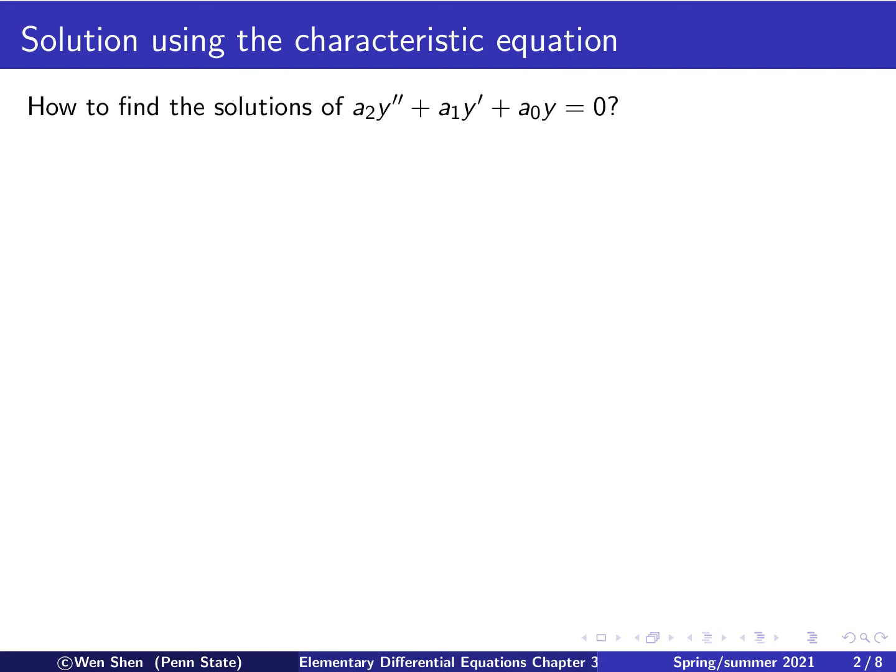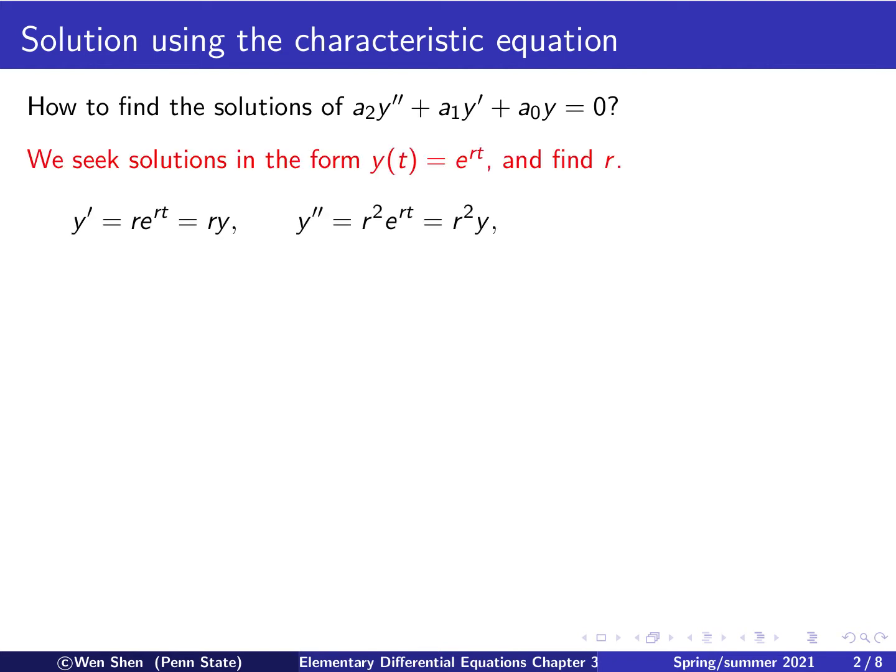So how do we find solutions of this equation? Based on the example in the previous video, we have a feeling that it might be a good choice to guess a solution in the form of an exponential function with a certain rate. So we will seek solutions in this form, that is, y of t is e to the power rt, where r is the rate. And we will try to find values of r such that this becomes a solution for this equation.